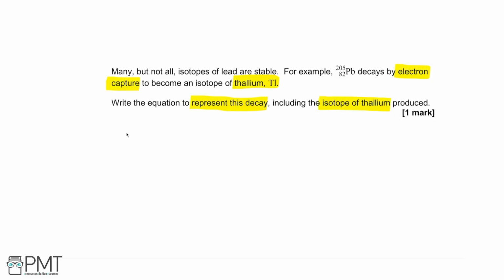In order to answer this question, we need to use what we know about electron capture. Specifically, in electron capture, the electron is absorbed by the nucleus. This causes a proton to become a neutron by absorbing the electron. So therefore, we're looking to do something where we have an electron with a charge of -1 and a mass number of 0, plus the lead nucleus, 205-82 Pb, and we're looking to form something with the same mass number, because mass is conserved.